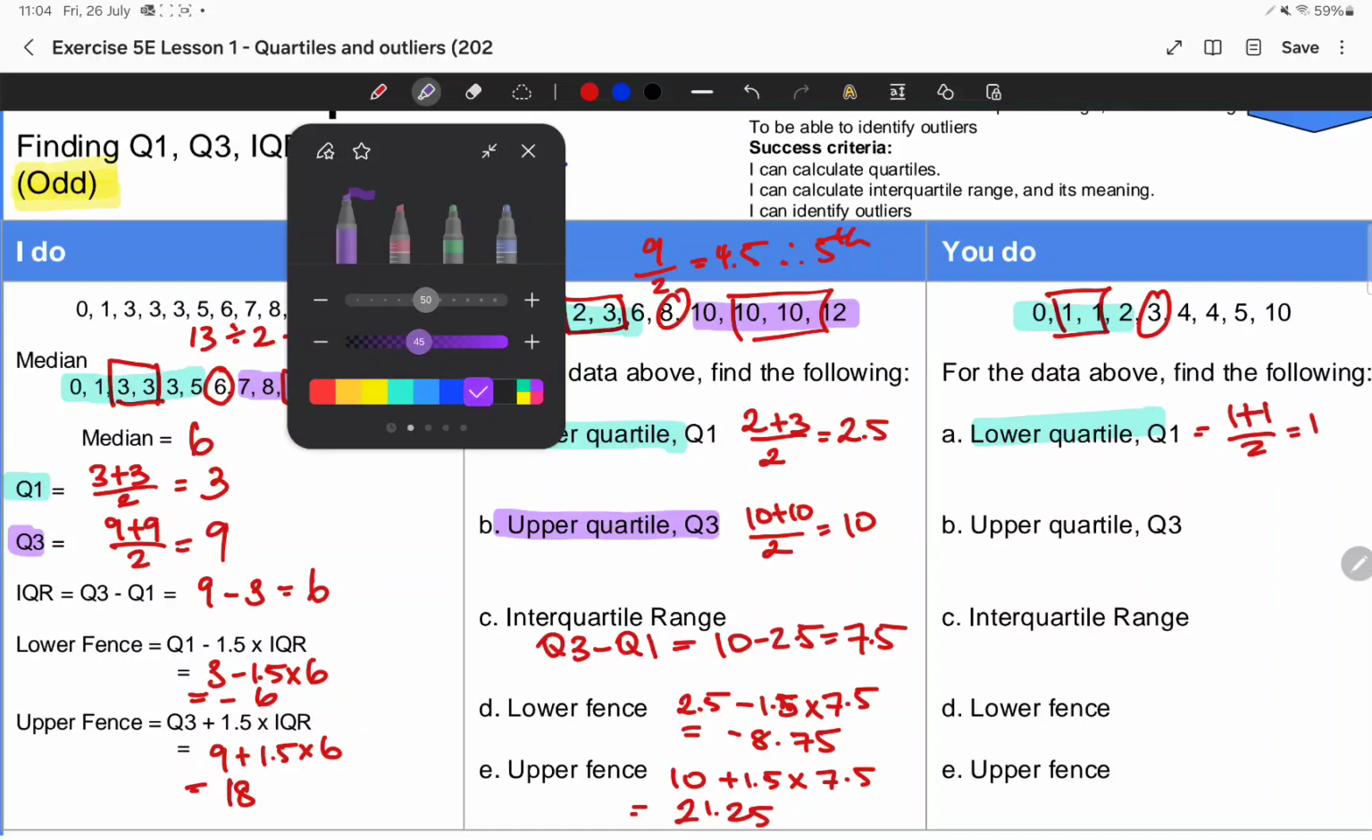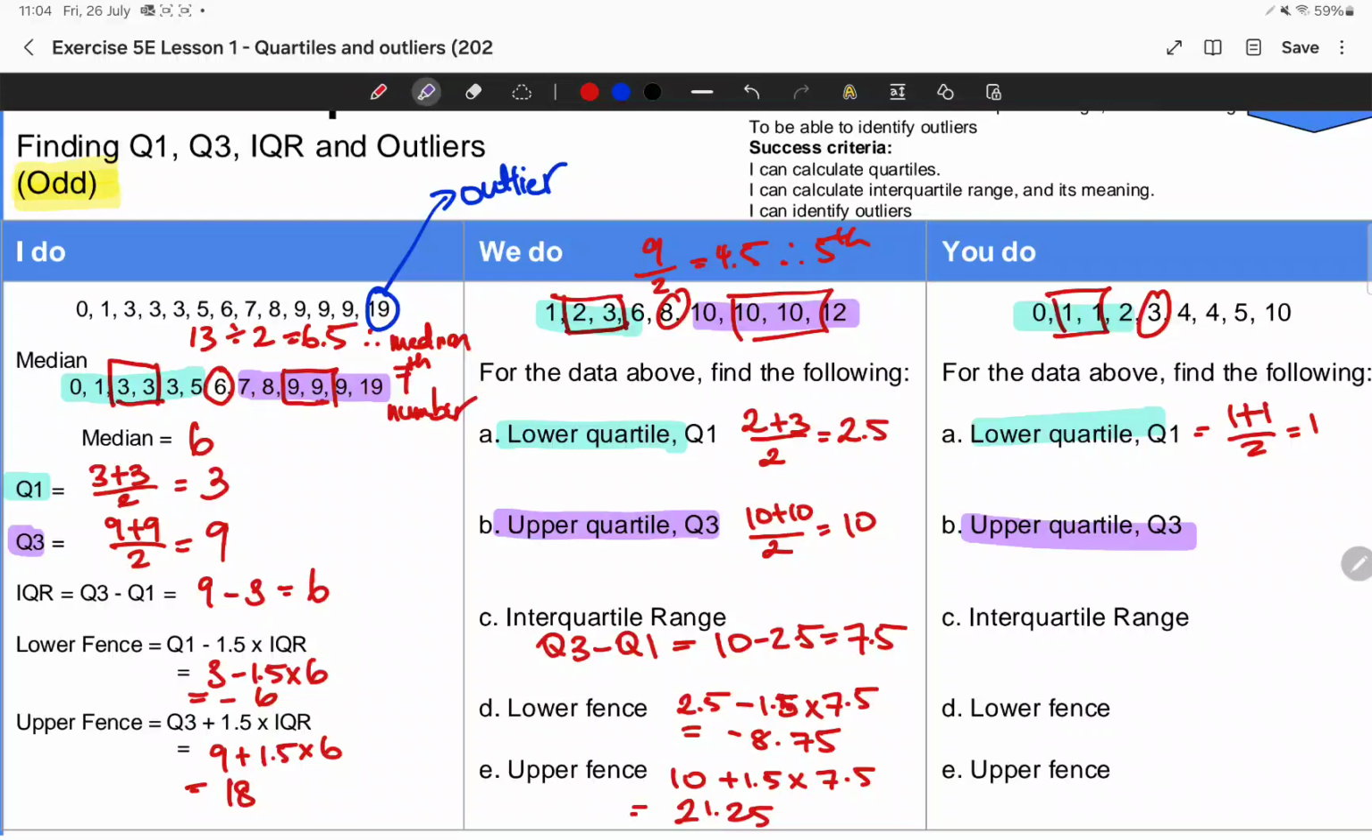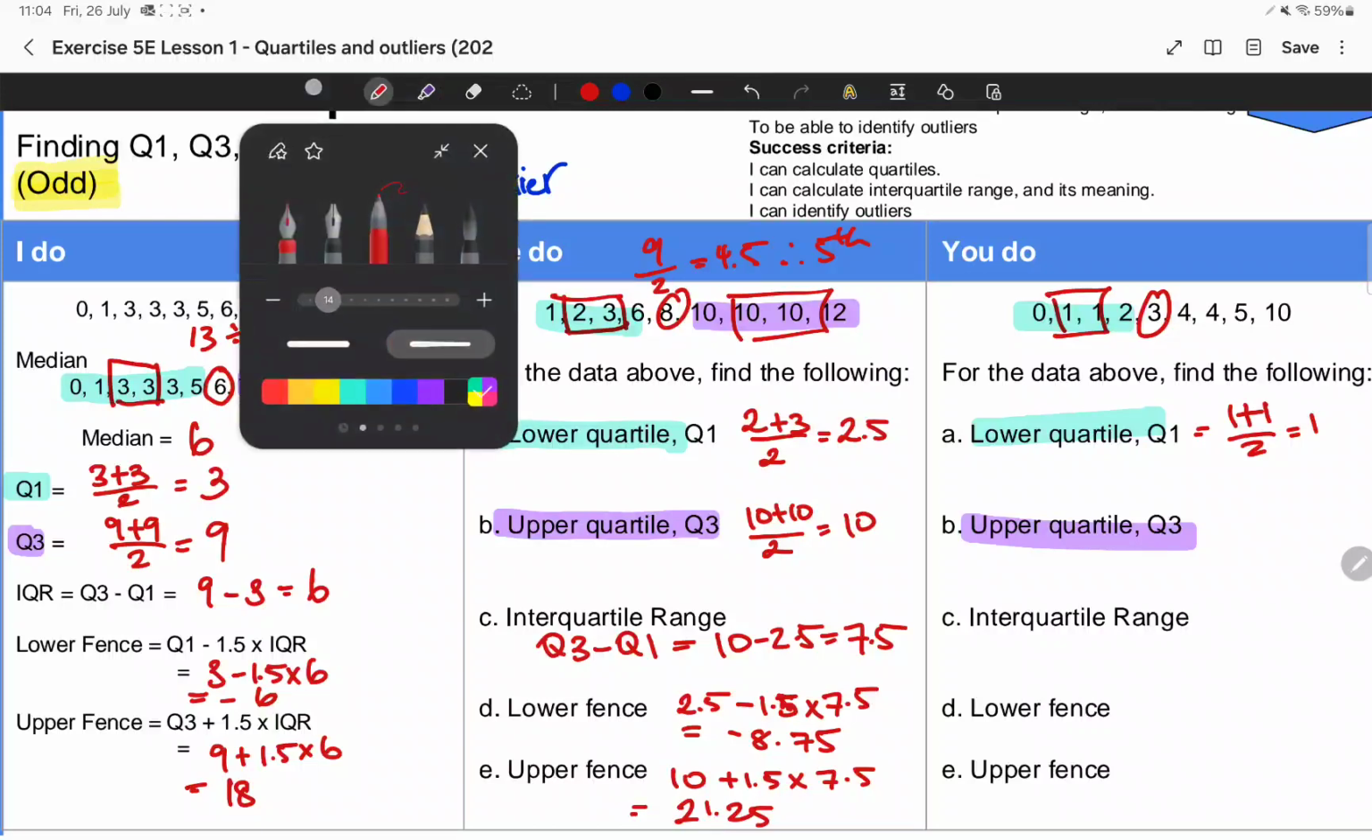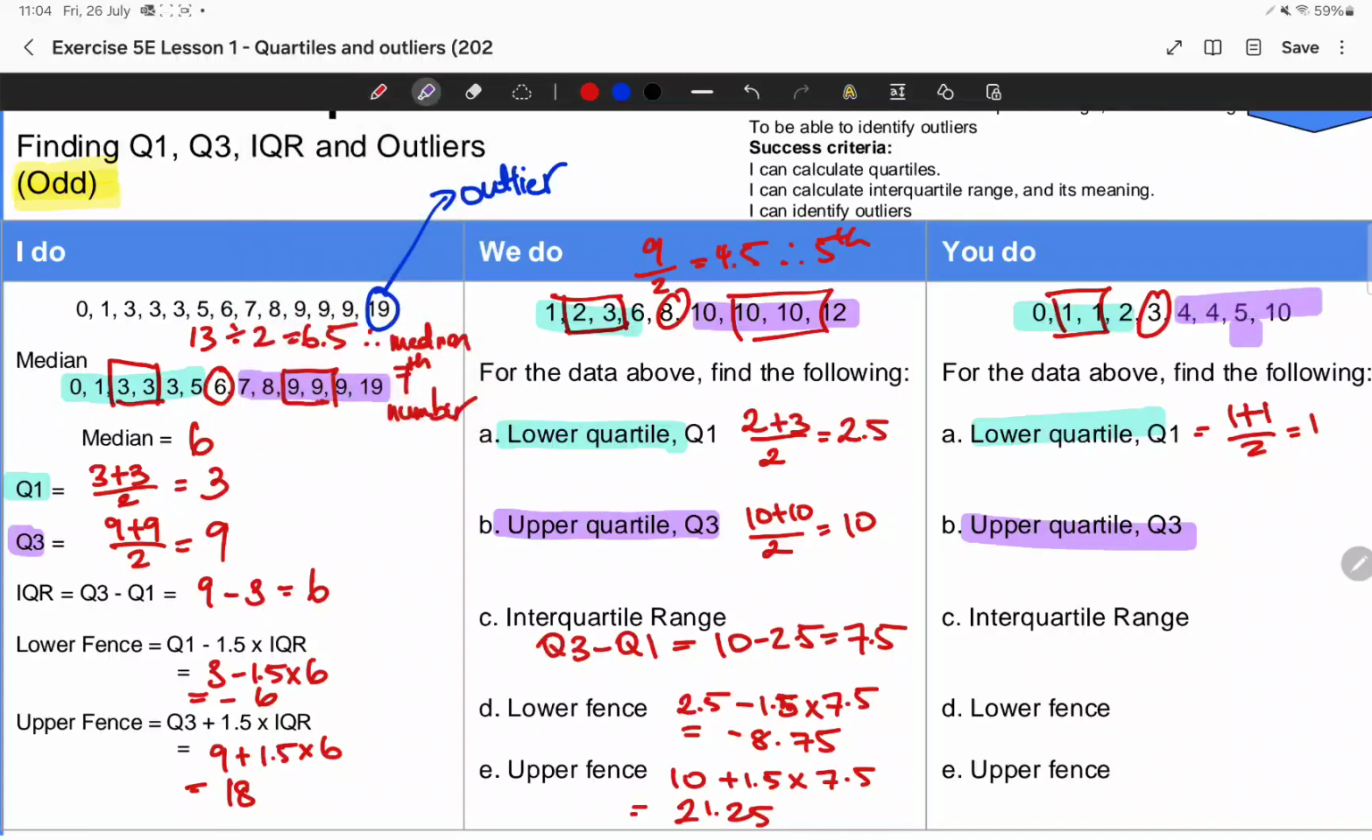And then next we have the upper quartile, so Q3. So we have 4 and 5. So right here we have two different numbers. So it'll be 4 plus 5 divided by 2. So it'll be 4.5 for the Q3. Interquartile range is Q3 minus Q1. So it'll be 4.5 minus 1, and the answer is 3.5.